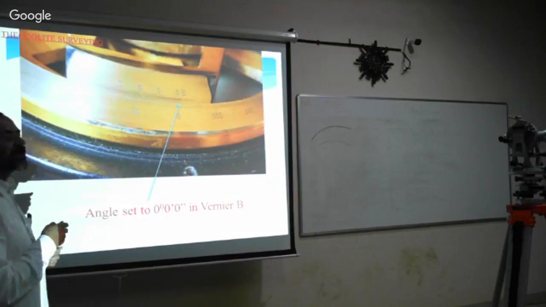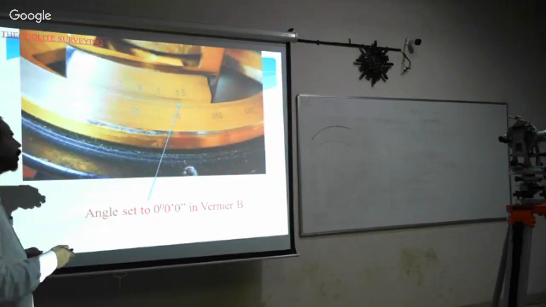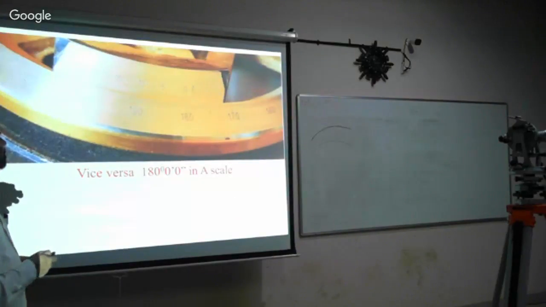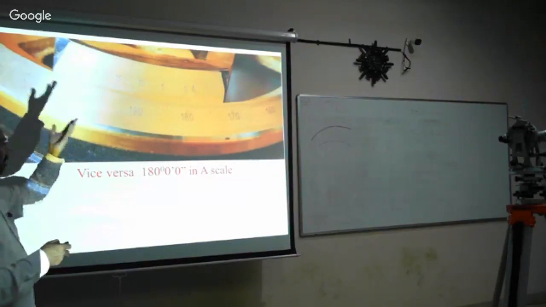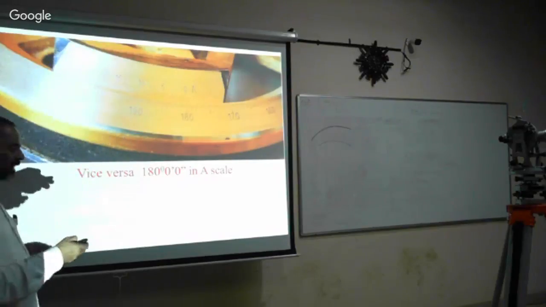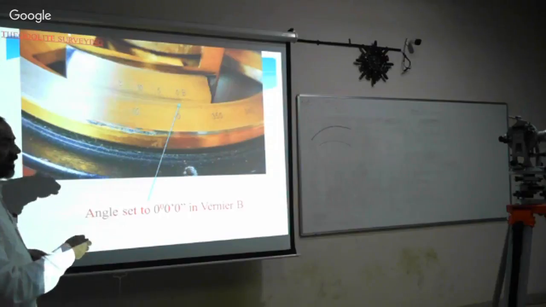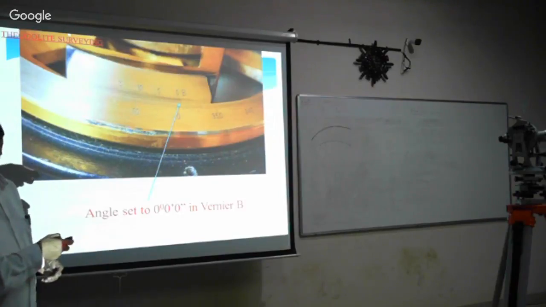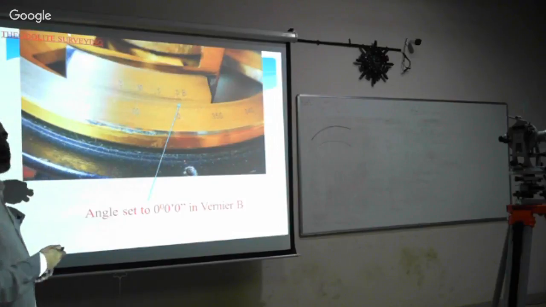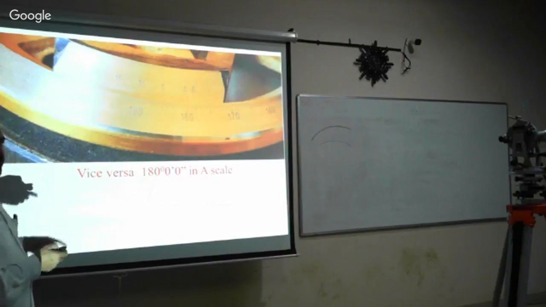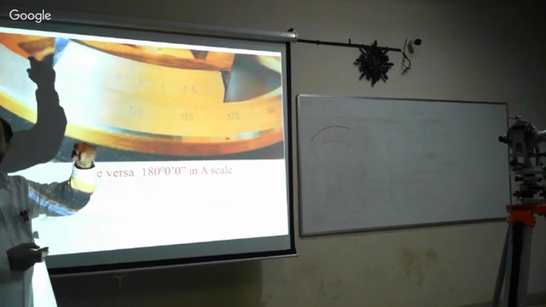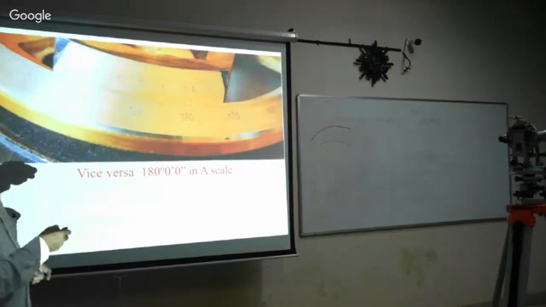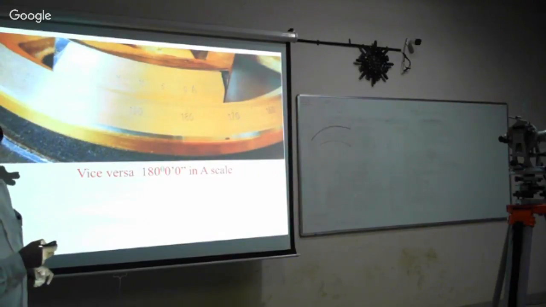Now while reading this, how to read this? Let us see in the next slide. Got this point? Shall I go to the next slide? See, this is another side. The earlier was 0 degree, 0 coincidence. The vernier 0 is coinciding with the main scale 0. When 0 of the main scale is coinciding with the vernier 0, the 180 of the main scale should coincide with 0. Understood?